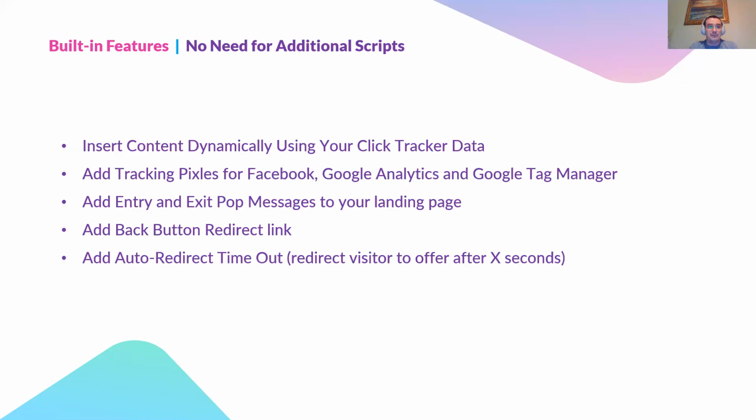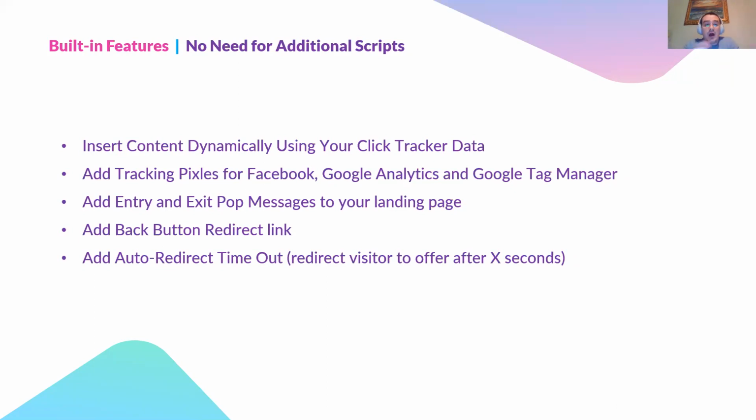So if you're using Google or Facebook to track your audience and you want to pixel your audience, or if you're using Google Analytics and Google Tag Manager, without having to place the whole code on the page header, you simply need to add the Facebook pixel ID. You simply need to add the Google Analytics property ID, as well as the Google Tag Manager container ID.